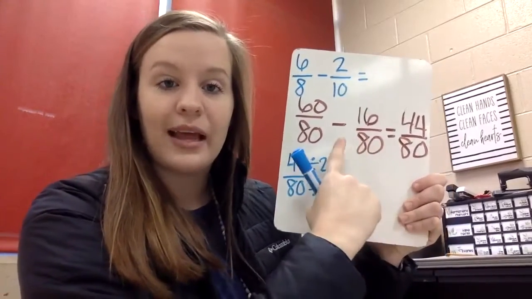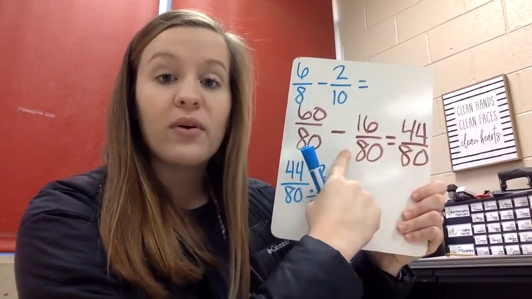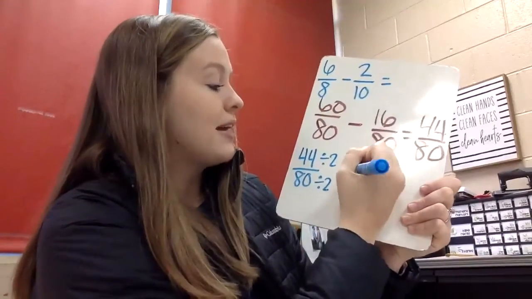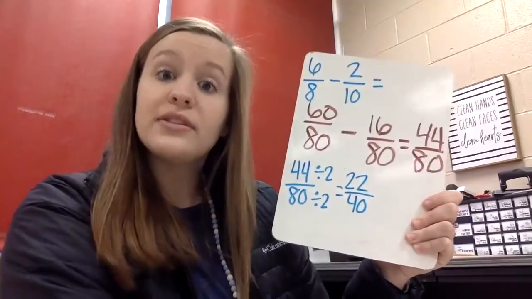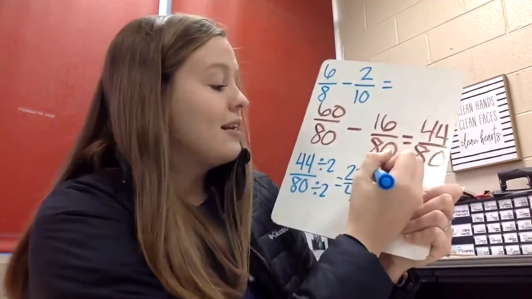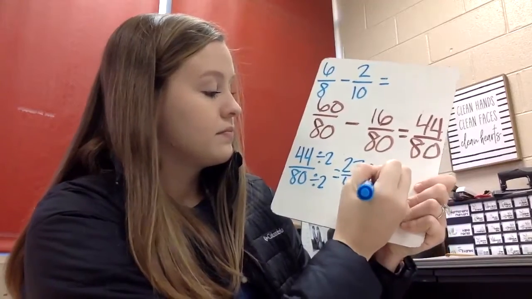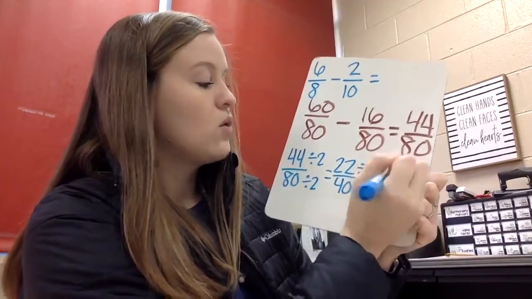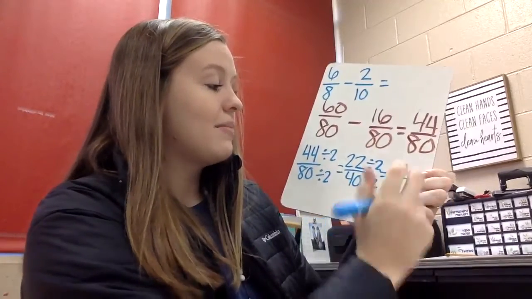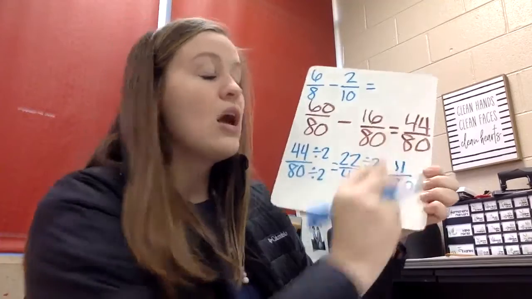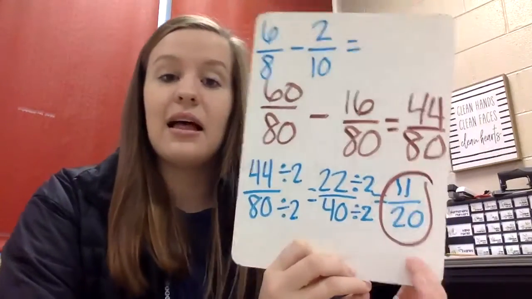Because remember, whatever you do to the top, you got to do to the bottom. Same goes here as when we are changing our equivalent fractions. So 44 divided by 2 is 22. 80 divided by 2 is 40. 2 goes into those numbers again. So I'm going to divide by 2 again. What is 22 divided by 2? 11. And 40 divided by 2 is 20. I know that 11 is a prime number, so I know that my answer in simplest form is 11 over 20.